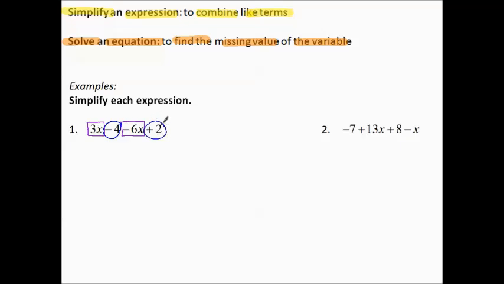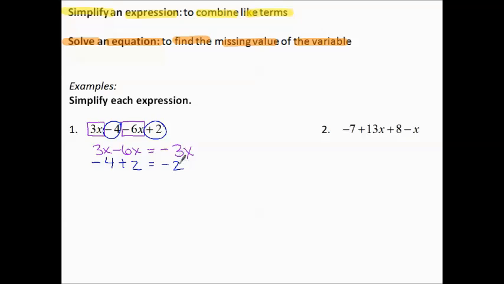So now when I combine my like terms, I look at 3x minus 6x, which gives me negative 3x. I subtract the coefficients that are in front of the variable. Now I look at my constants, negative 4 plus 2, which is negative 2.